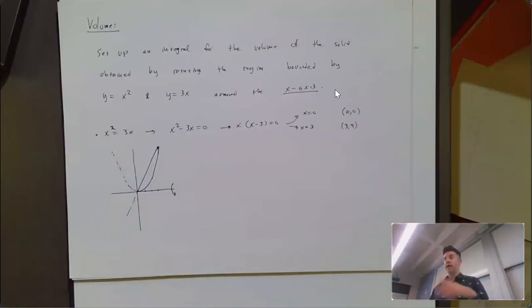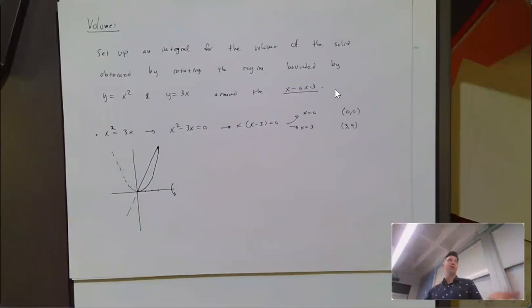So whenever we are trying to find a volume like this, we're always thinking of using the disk slash washer method. And I do say slash because they're really the same method. The only difference is that with the disk method, you don't have an inner circle that you're subtracting out, whereas with the washer method, you do. When I say disc, I mean a shape like a disc, and a washer is a shape like a washer, where you have the little inner circle.